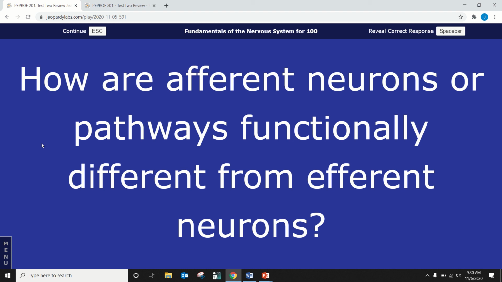Afferent neurons carry sensory information, which is really what I want you to know from this slide. Afferent neurons carry sensory information. Efferent neurons are also known as motor neurons, and they're going to cause muscle contraction. So the electrical signals flow in different ways. With afferent neurons, signals flow up the spinal cord back to the brain. Efferent signals flow away from the brain out to the muscles.